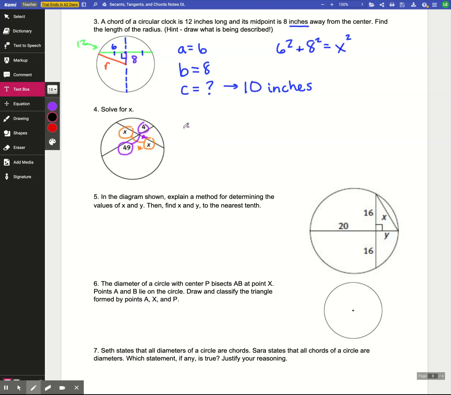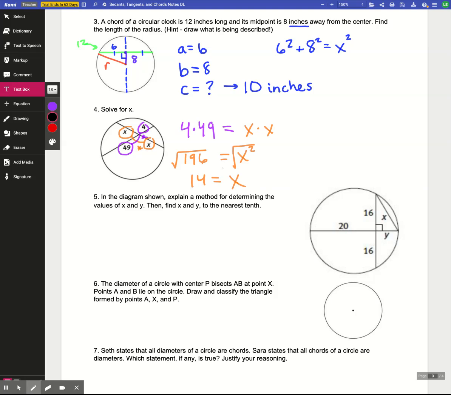So what I have here in this image is 4 times 49 has to equal, I'm trying to keep track of my colors here, x times x, right? Well, 4 times 49 is 196, okay? And then x times x is x squared. So now, since I just have x squared, all I have to do is take the square root of both sides, and that's going to give me my x value. Here, the square root of 196 is 14. So that is my x value, right?